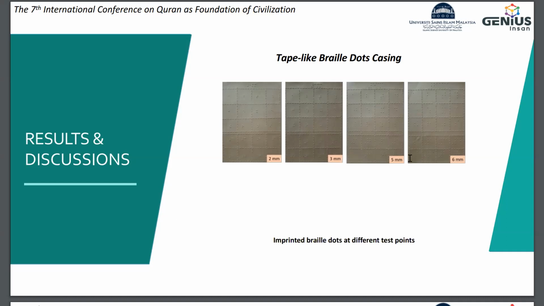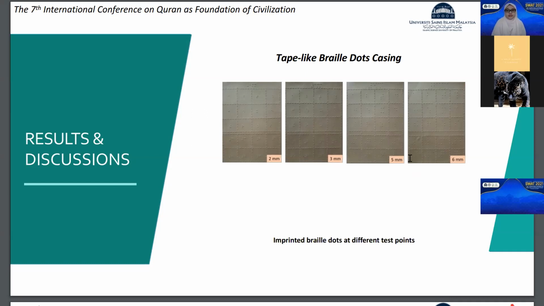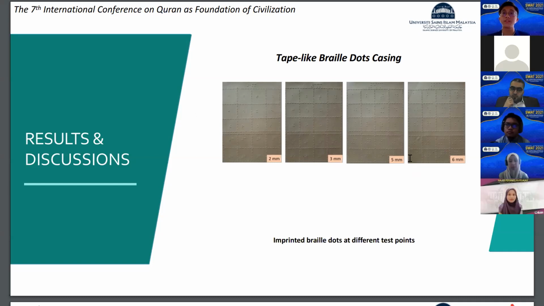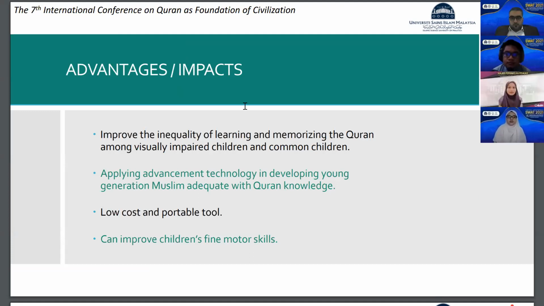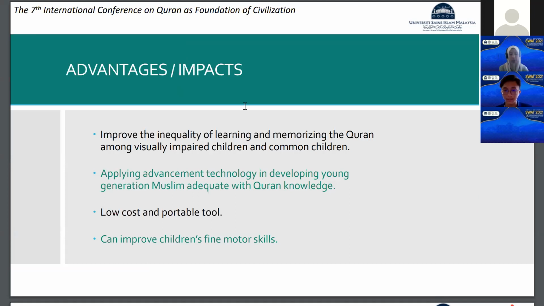And the different test points were then inserted into the 3D printed tape and further used towards the visually impaired children as it served as mobile tool with low-cost production complement with a fun learning approach. So this the advantage of the tool. First is improve the inequality of learning and memorizing the Quran among visually impaired children and common children. Second, applying advancement technology in developing young generation Muslim educate with Quran knowledge. Next, it is low cost and portable tool, and it can improve children's fine motor skills.